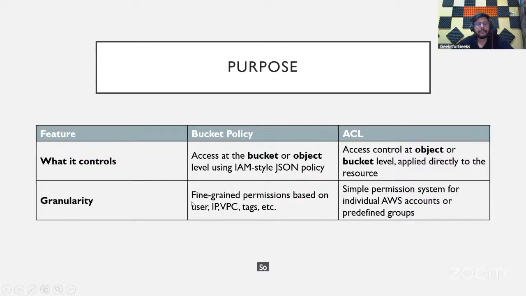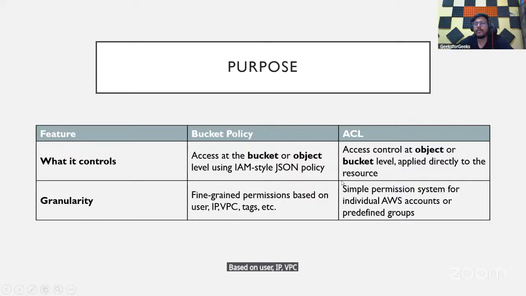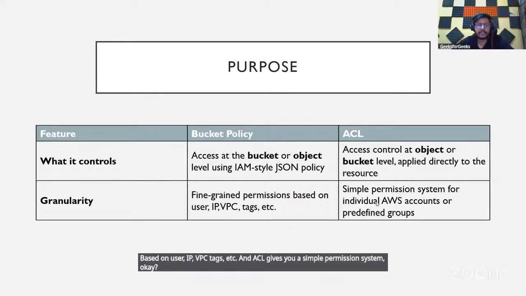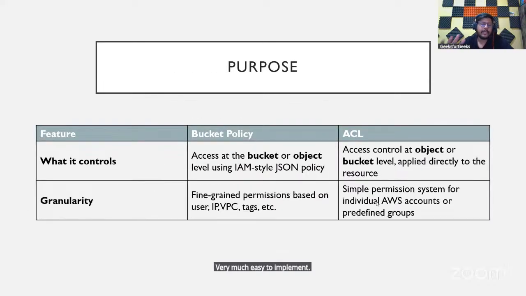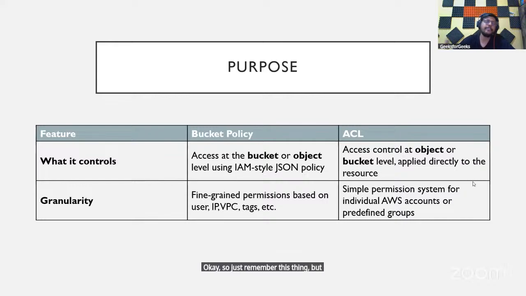If we talk about granular control, you are going to have granular control in bucket policy based on user, IP, VPC, tags, etc. And ACL gives you a simple permission system, very easy to implement. But in general, the best practice is to use bucket policy rather than ACL, so just remember this. But it is very important to know both things: what is bucket policy and what is ACL.